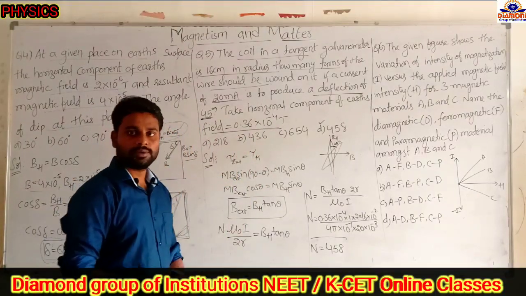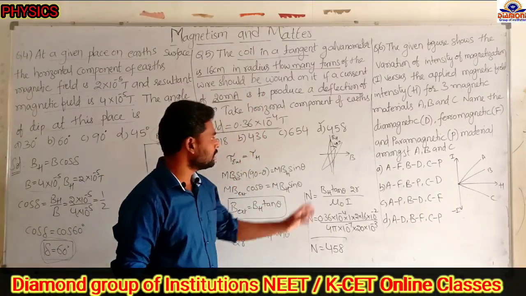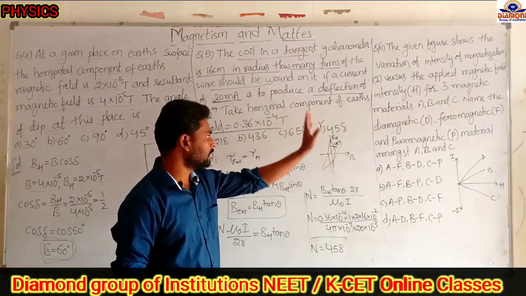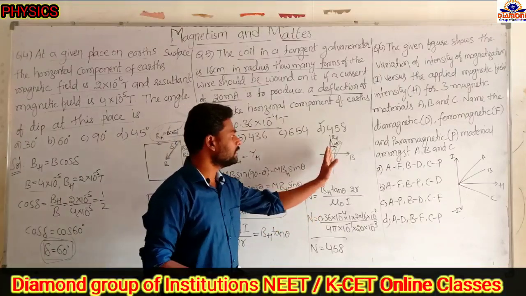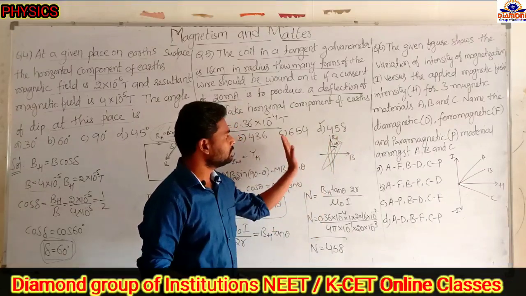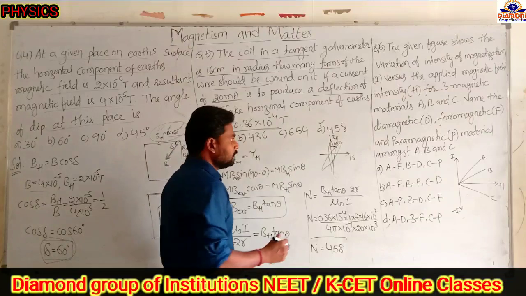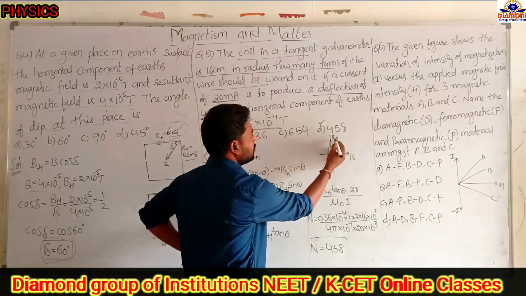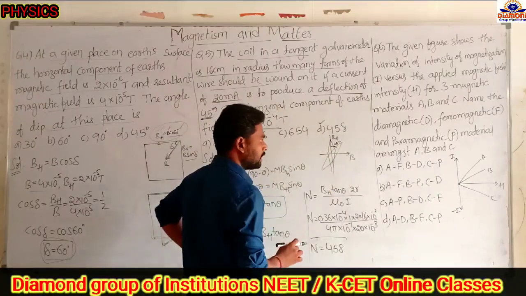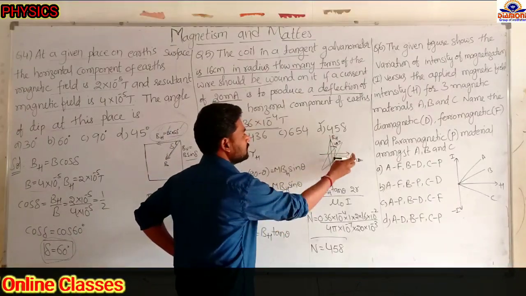Already in the theory you know about the tangent galvanometer. That means we take one magnetic compass and keep it in the direction of the horizontal component. Then we apply an external magnetic field to this magnetic compass, and the compass will get deflected. Due to the horizontal component it is exerting a force, and this external magnetic field also exerts a force.